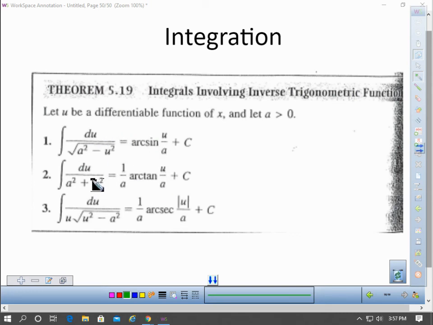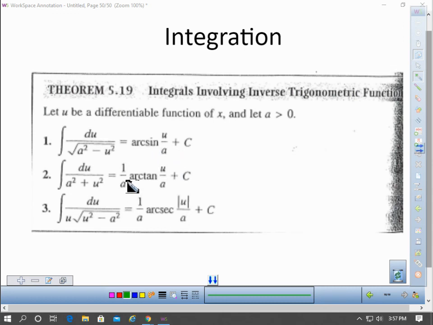It's not hard at all. Notice the arc tan is the one that doesn't have the radical in it again. It's 1 over a number squared plus a u squared. So the answer is going to be 1 over a, arc tangent of u divided by a plus c. And then again, the arc secant one is the one with the extra u, the extra function on the outside of the radical. It also starts with the u squared first. They're beside each other, minus some number squared. And that answer is 1 over a, arc secant of the absolute value of that u divided by a plus c.